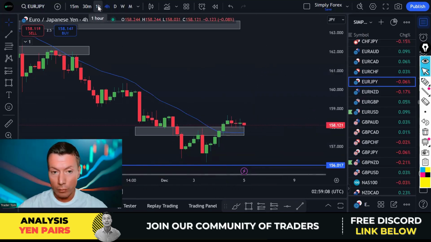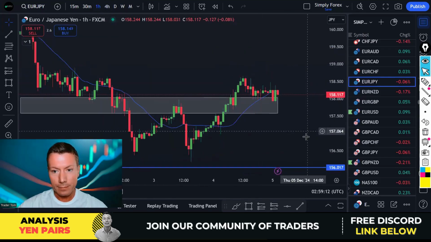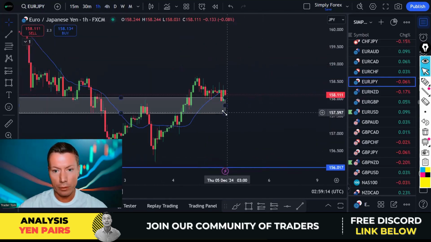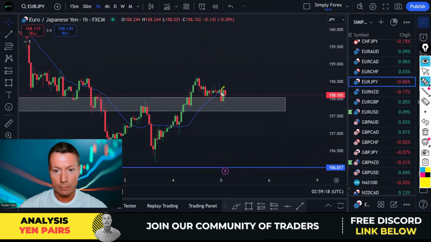So yeah, we're at a nice level right now with euro yen. If you look at H1, we just want to see price react in this level, and we've had a reaction. So yeah, against trend trades with some of the yen pairs. And that's it for today, guys.